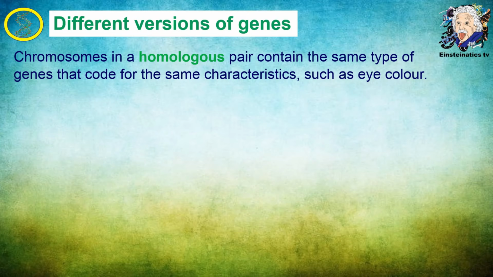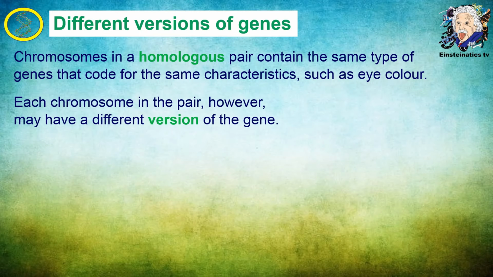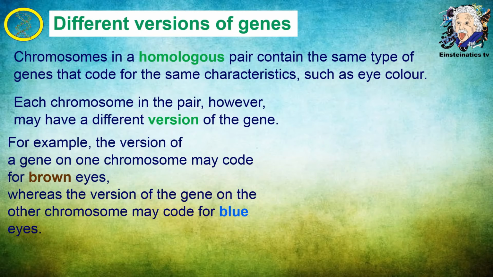Balikan natin yung discussion natin kanina about sa different versions of genes. As we all know, chromosomes in a homologous pair contain the same type of genes that code for the same characteristics such as eye color. We have here an example.